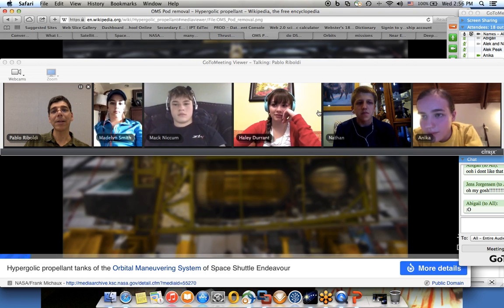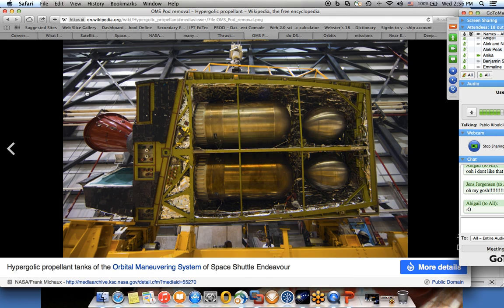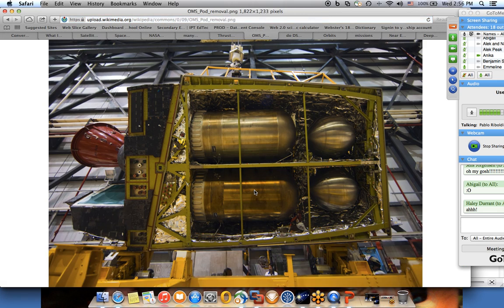So the space shuttle used some of these. You see the two different tanks, one for the fuel, another one for the propellant, and then the system would mix those two together. They would ignite and just do the thrust. So this was one of the hypergolic engines used on the space shuttle. Does that answer your question of how they would work?